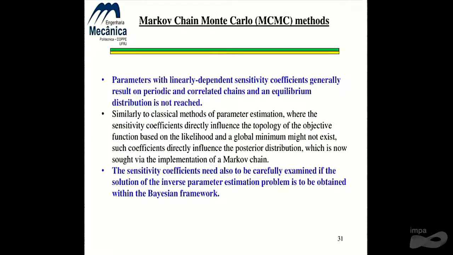So in some sense you're estimating the other parameters, but still taking into account the uncertainties on the parameters that you judge as known, which is something very good. And an important point is, for example, the sensitivity coefficients. We still need to examine the sensitivity coefficients very carefully to have a successful estimation procedure within the Bayesian framework, as we had to do before.